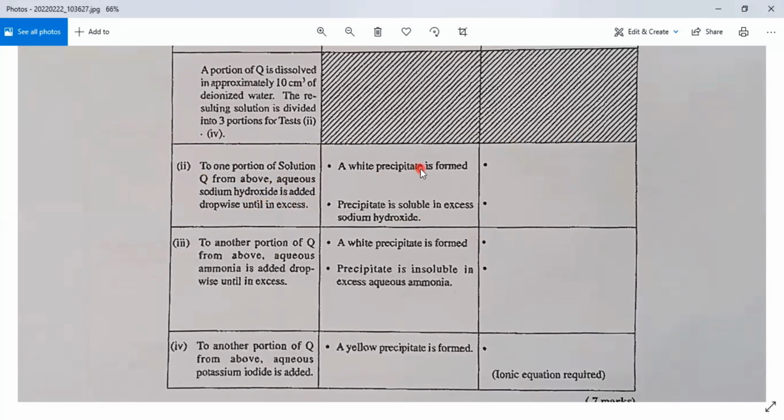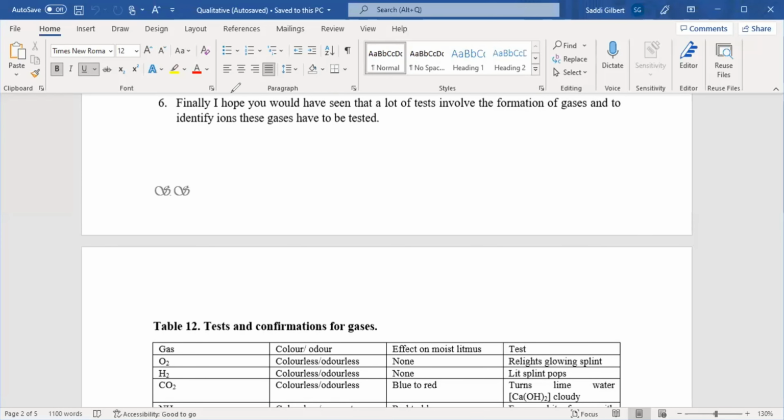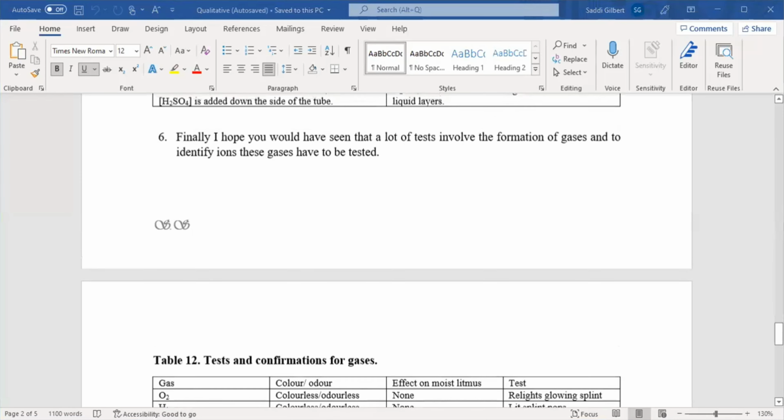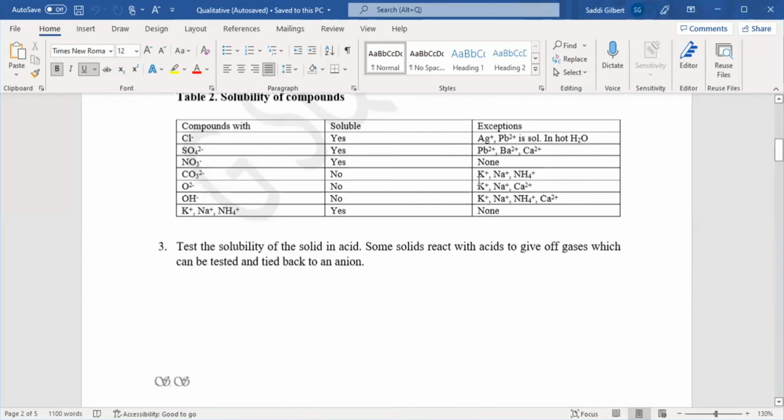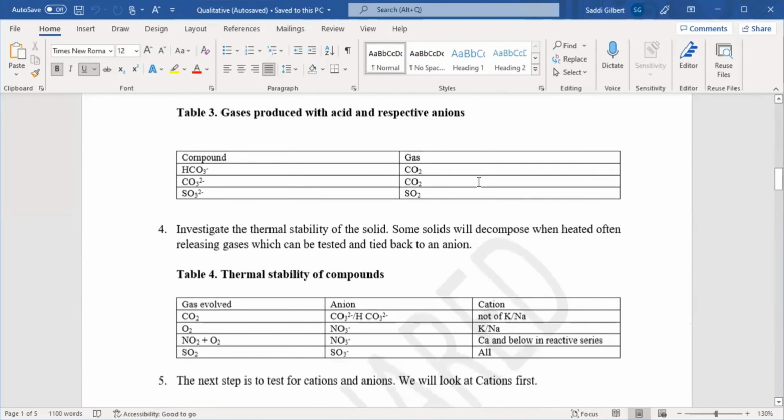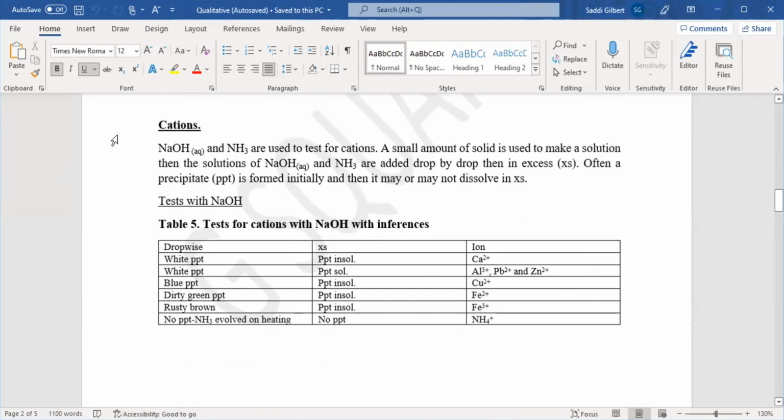So it says here, when you add the sodium hydroxide, a white precipitate is formed. So I can now go back to my notes. Notice what I'm doing here. I'm toggling between the worksheet and the notes. So I go back to my notes, and what I'm looking for is the test with sodium hydroxide. See here? Cations. Sodium hydroxide and ammonia are used to test for cations. A small amount of solid is used to make a solution. Then solutions of sodium hydroxide are added dropwise.